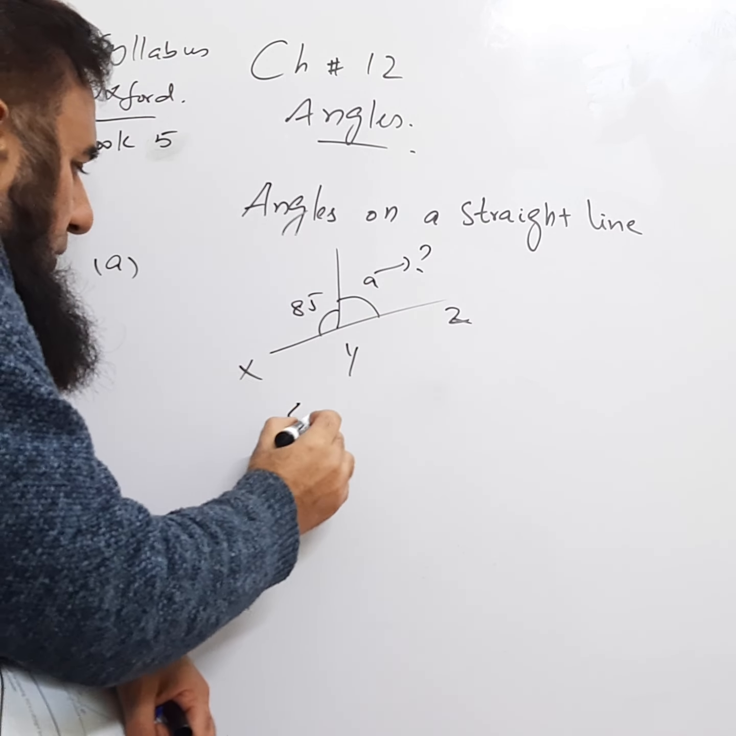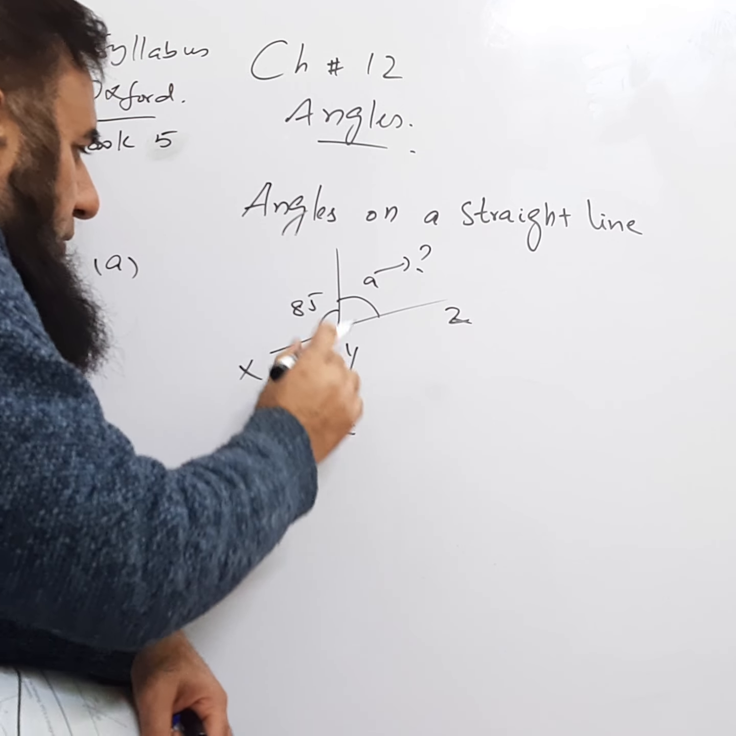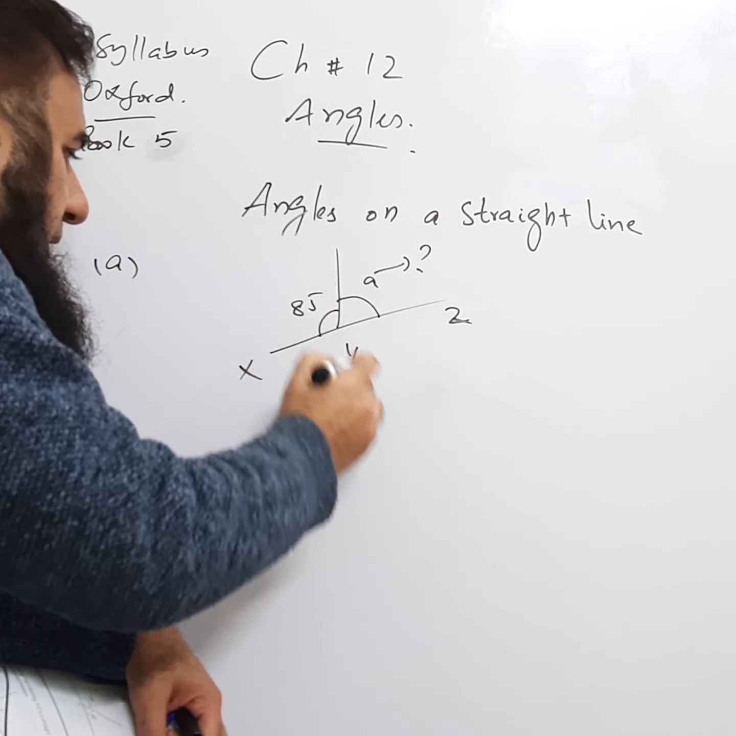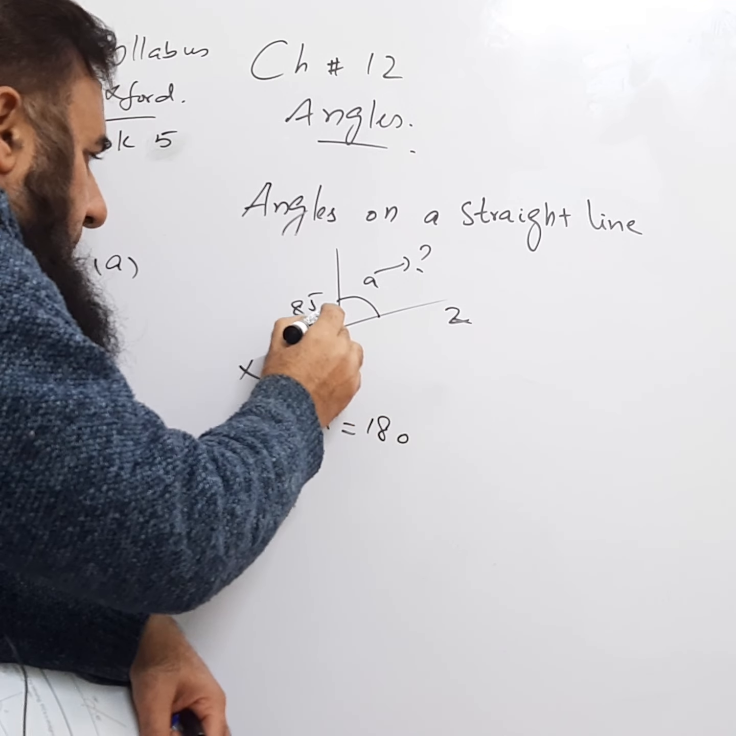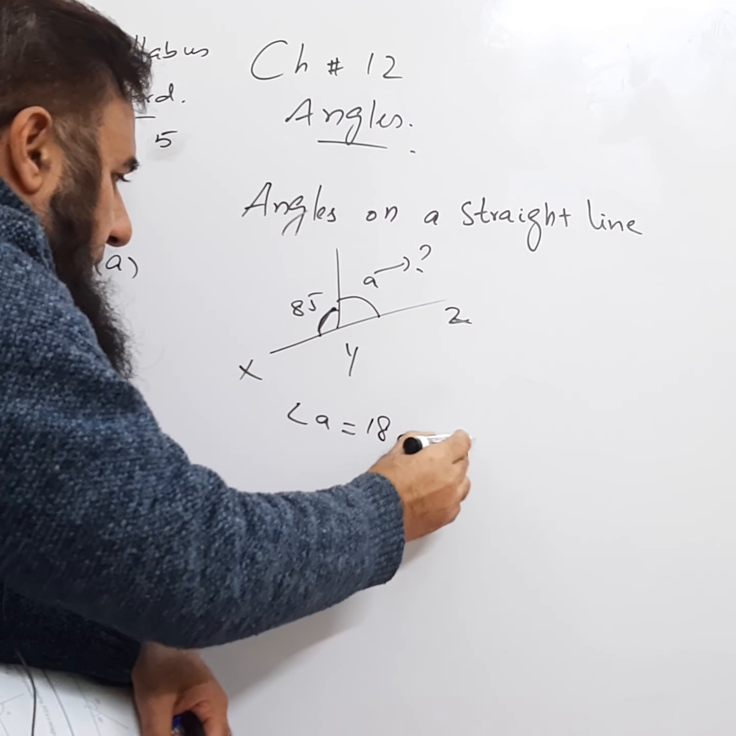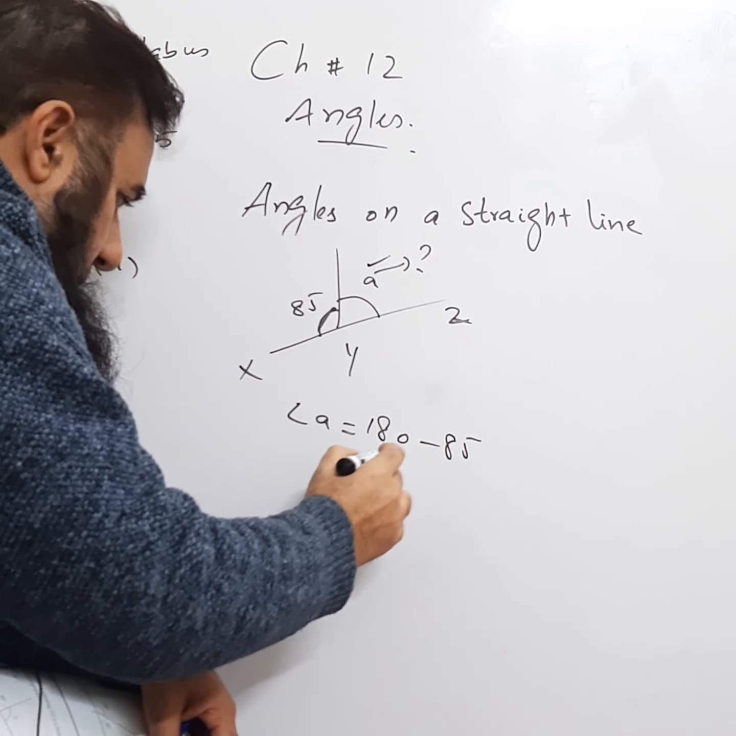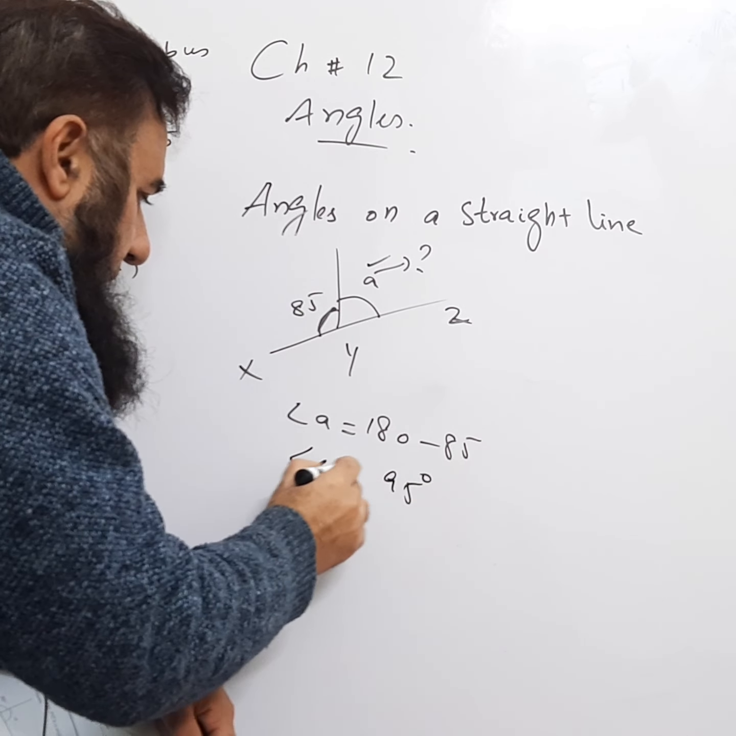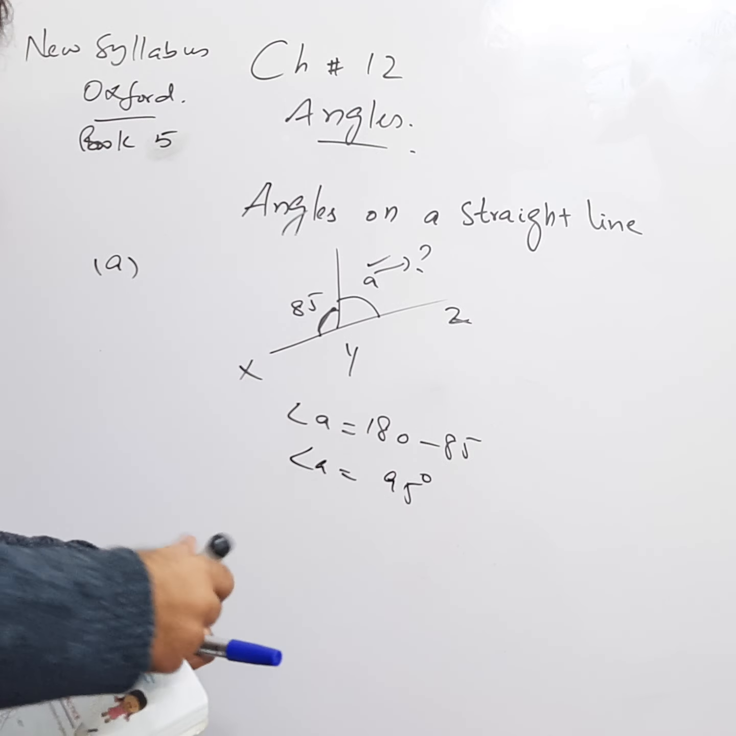So we know that angle A is equal to the whole semicircle from here to here, which is 180. If we subtract 85 from this, we get A. So 180 minus 85 is equal to 95. So angle A is equal to 95. Okay. This was the answer.